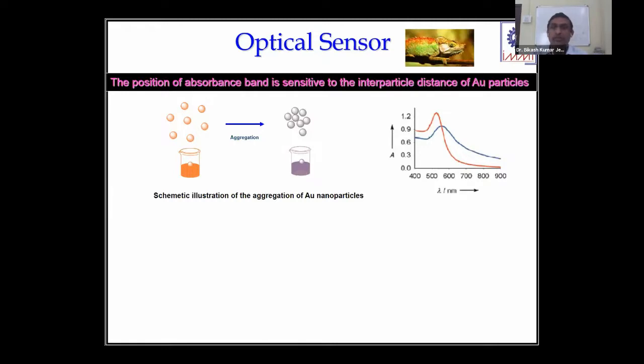So how does the gold nanoparticle show chameleon behavior? You can see here this is a gold precursor. You might have seen this in gold ornaments, which are yellow in color. We have dissolved gold chloric acid in water, and you can see this yellowish color. Yes or no? This is the characteristic property of gold: it shows a yellowish color.